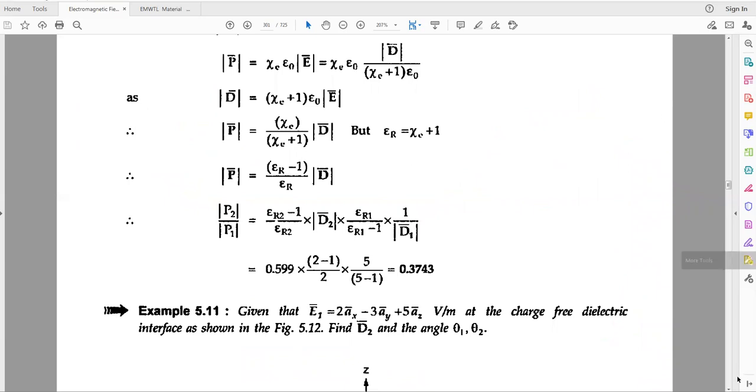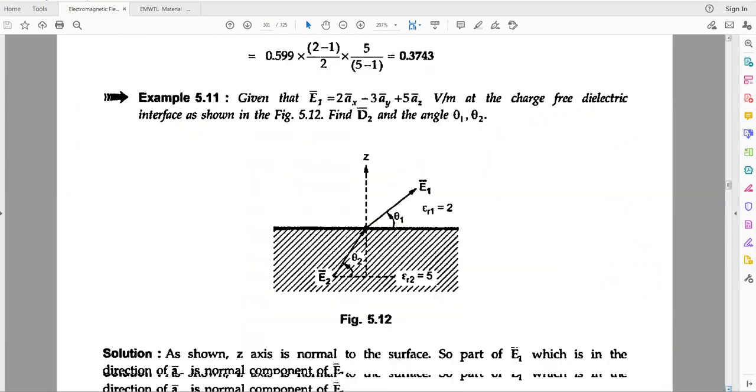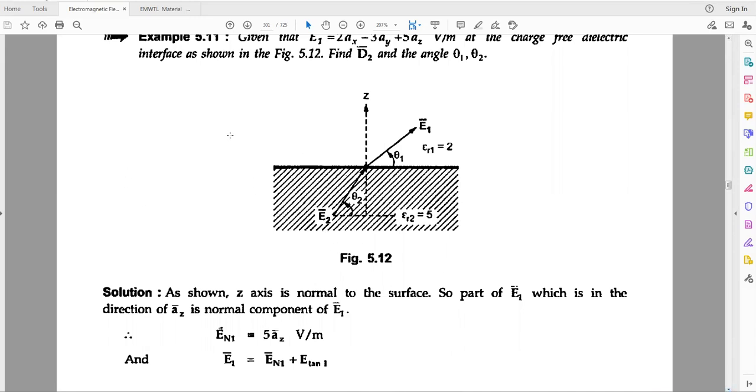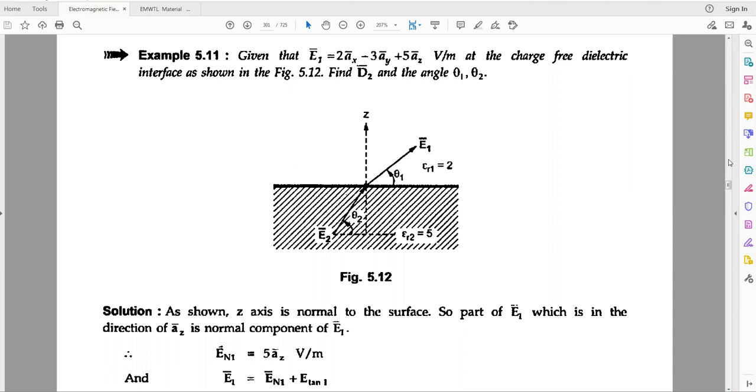And the next example is the last example in this chapter, which is related to boundary conditions and dielectrics. Given that E1 is equal to 2 aX bar minus 3 aY bar plus 5 aZ bar. Similarly to the previous case, where they gave D1, now they are giving E1. At the charge-free dielectric interface, find D2 and the angles theta1 and theta2.